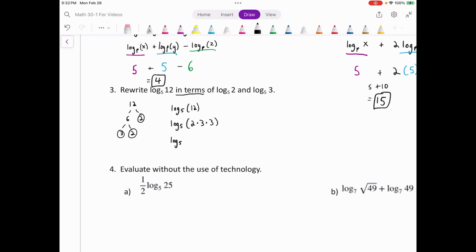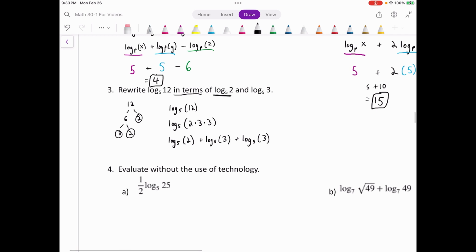So this is log base 5 of 2 plus log base 5 of 3 plus another log base 5 of 3, right? And there we go. We've written it in terms. All we were allowed to have appear was log base 5 of 2 and log base 5 of 3. Well, we've done that, right? That's all that appears. We could simplify this a bit more.